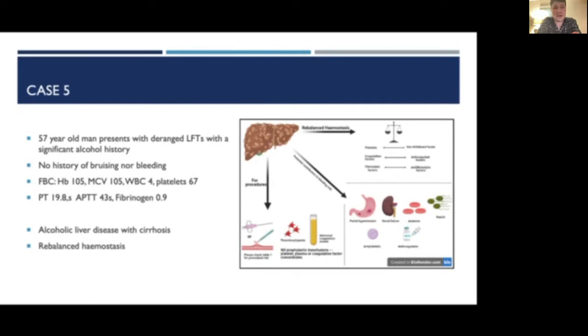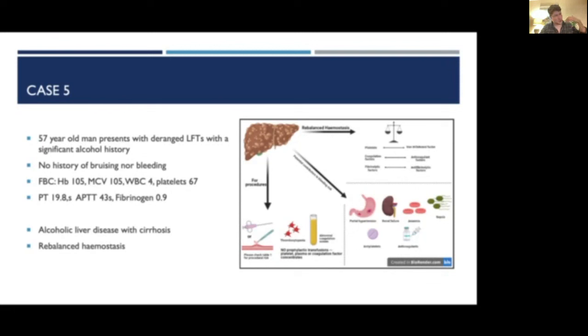They're in rebalanced hemostasis. And so increasingly we're evolving our mindset in liver disease to understand what is normal for that patient. Because if you chuck in loads of platelets, if you chuck in loads of FFP and tip the scales the wrong way, you might actually end up causing more harm than good. You might cause more issues with thrombosis, you might end up causing fluid overload, you might cause more harm than good.